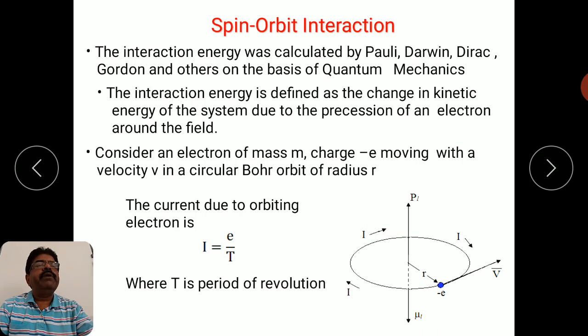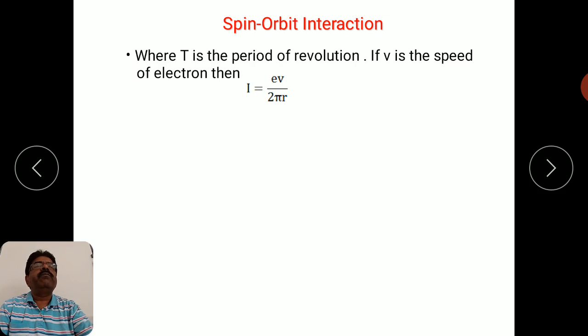T is the period of revolution of the electron. If v is the speed of the electron, then the periodic time T is the time taken to travel the distance 2πr. For a circular orbit, the circumference is the distance traveled with the velocity v. So 2πr/v will be T.